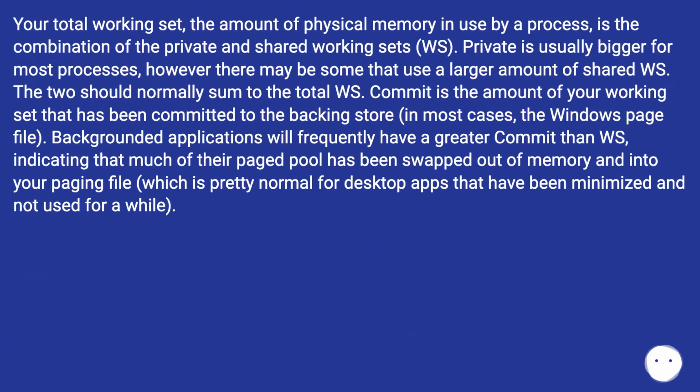Your total working set, the amount of physical memory in use by a process, is the combination of the private and shared working sets, WS. Private is usually bigger for most processes, however there may be some that use a larger amount of shared WS. The two should normally sum to the total WS. Commit is the amount of your working set that has been committed to the backing store, in most cases, the Windows page file. Background applications will frequently have a greater commit than WS, indicating that much of the working set has been swapped out of memory and into your paging file, which is pretty normal for desktop apps that have been minimized and not used for a while.